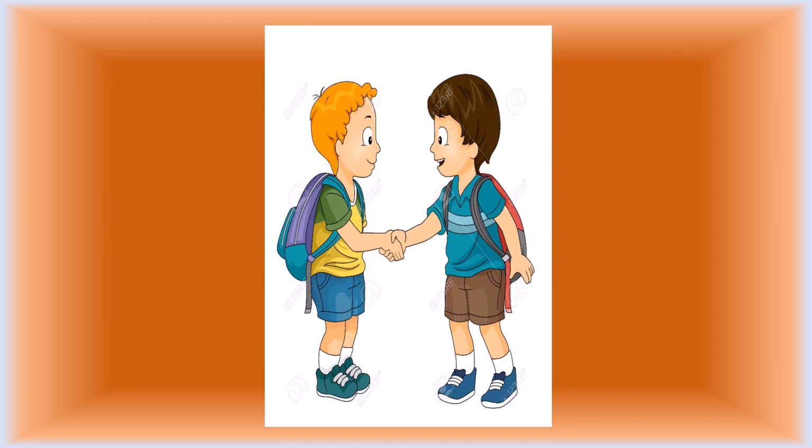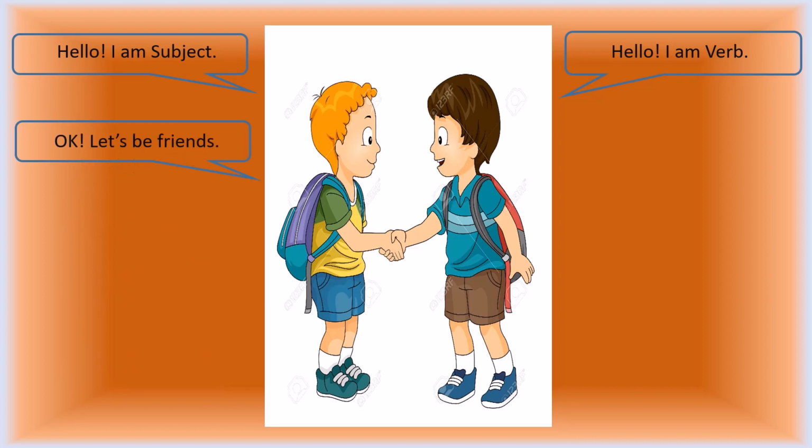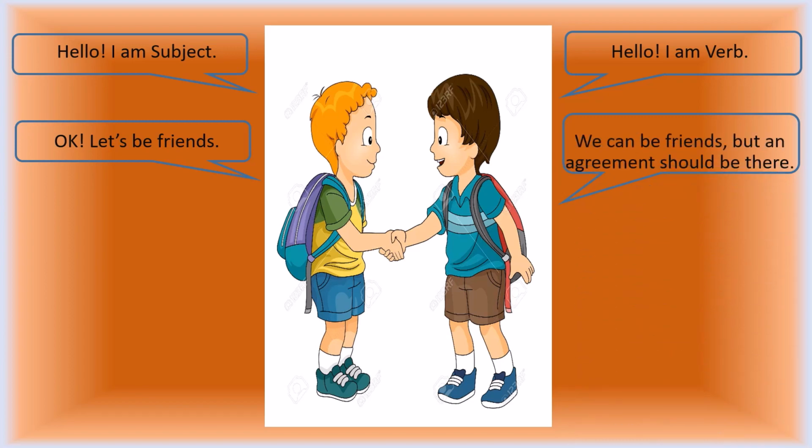Today, let's see the conversation of two friends. What's their conversation? Their conversation starts with subject. And subject is saying, hello, I'm subject. And what was the reply of the other one? Hello, I'm verb. And subject told, okay, so let's be friends. And what was the reply of the verb? Yeah, we can be friends, but an agreement should be there for our friendship.